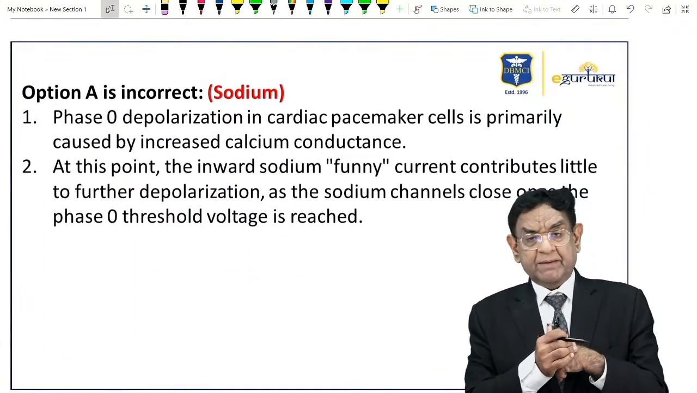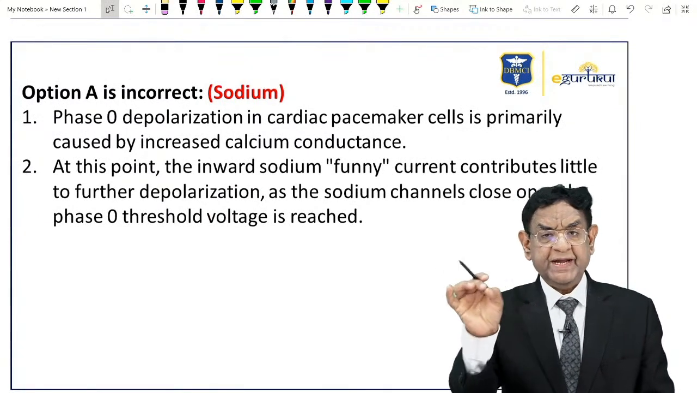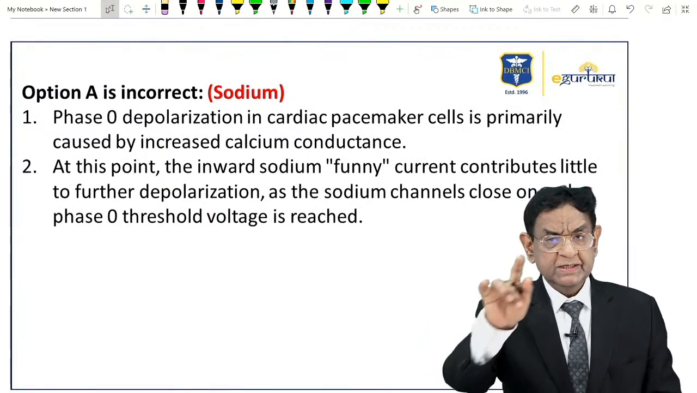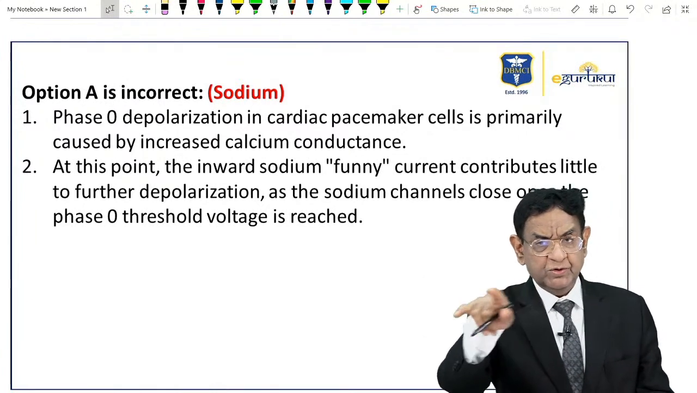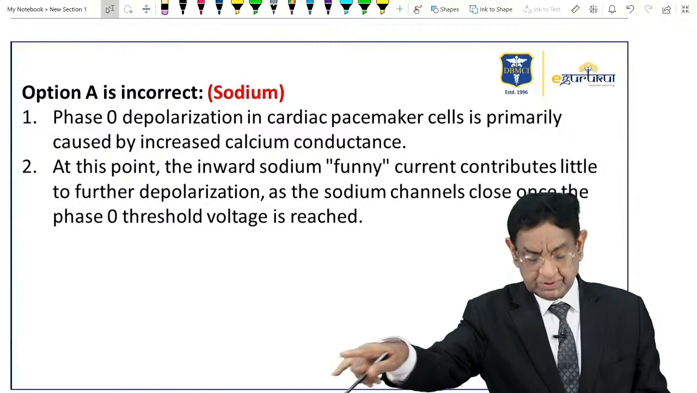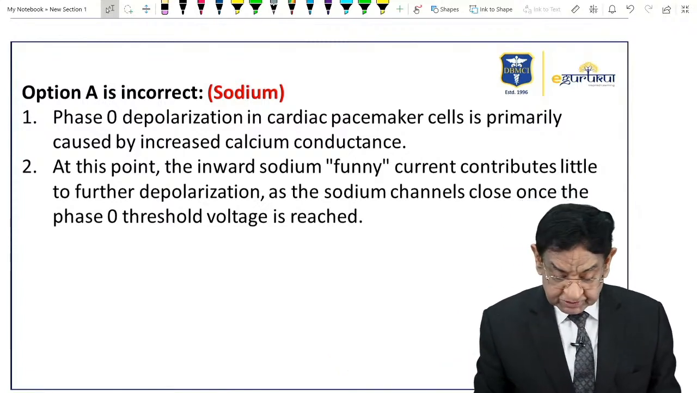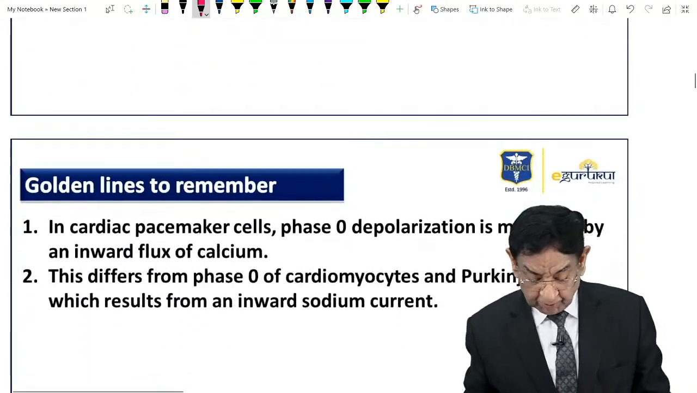So now we are clear about it. To summarize the whole show, in phase 4 sodium enters, in phase 0 calcium enters, and in repolarization potassium goes out. So the rest of the options are incorrect, so I don't need to discuss all these other options.